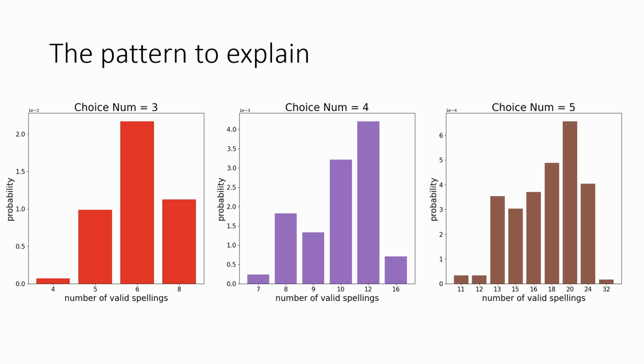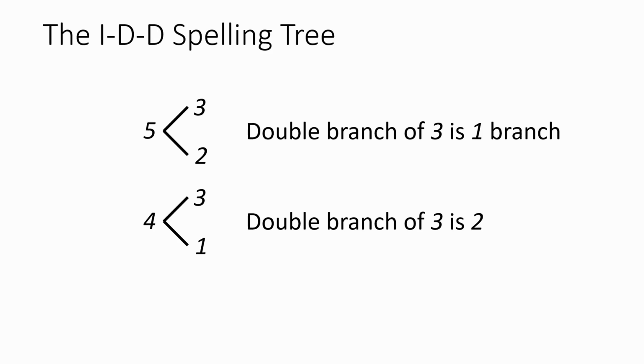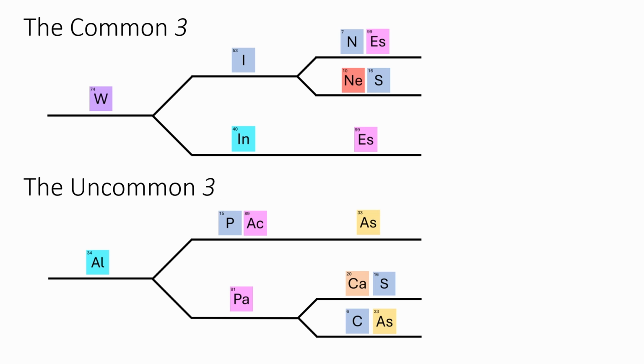My plan is to explain the choice number equals 3 graph because there's only 4 numbers to explain. We saw that the only difference between the 4 and the 5 earlier was that the 5 had a 3 where the single branch was the 2, and the 4 had a 3 where the single branch was the 1. What we actually need to do is look at the 3 and identify why the 3 with the single branch as the 2 is more common than the 3 with the single branch as the 1.